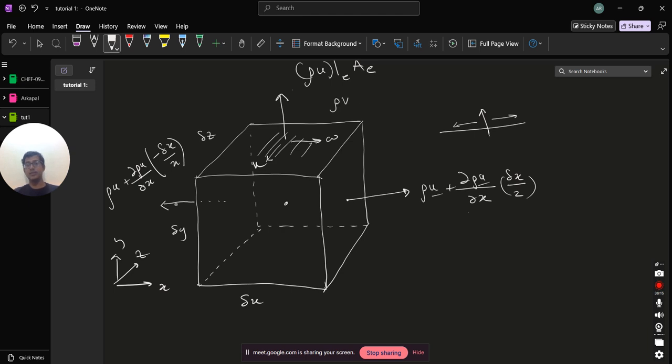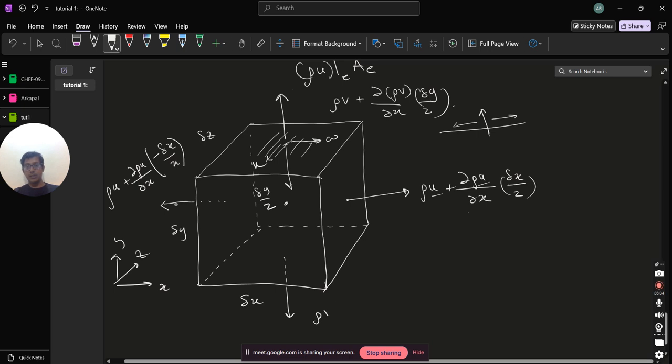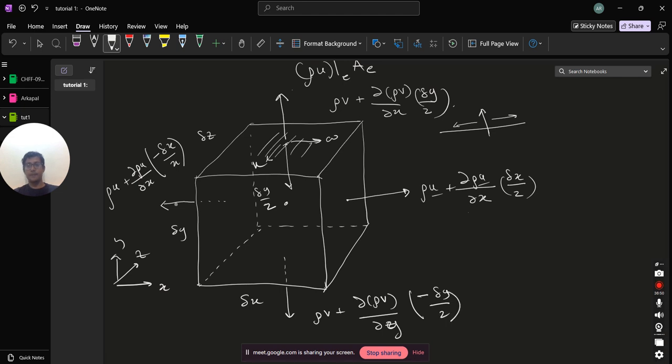So it will be rho v plus dou rho v dou y times delta y by 2, right? Because this is delta y and this distance is nothing but delta y by 2. And the flux that is leaving this boundary will be rho v plus dou rho v dou y times minus delta y by 2. And a similar thing we can do with the z direction.